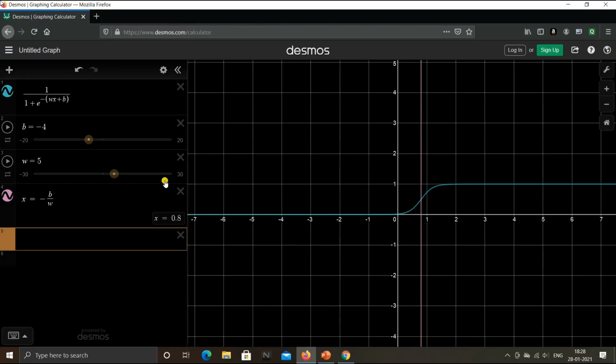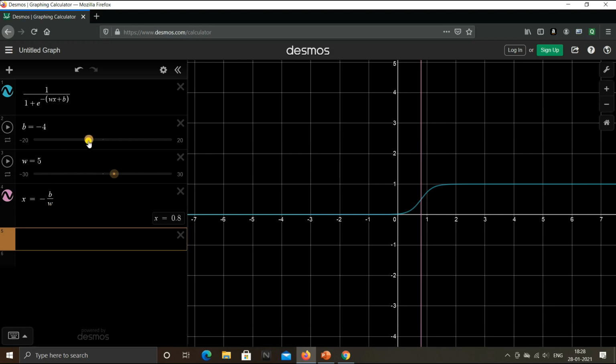Now you can see here, I have plotted a sigmoid function graphically. Here I have written the equation of a model, which is 1 over 1 plus e power minus (wx plus b), and we will play with different values of w and b. We have also plotted the threshold point, which we just saw, which is given by minus b by w.